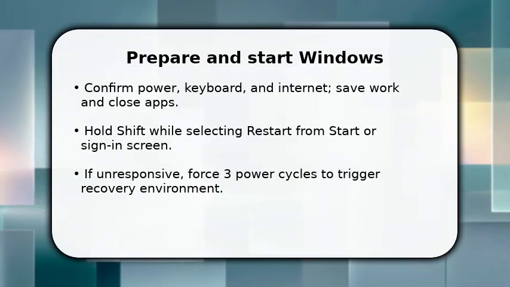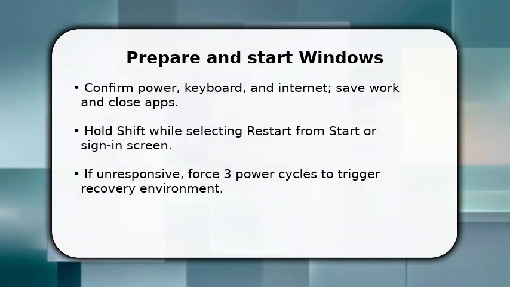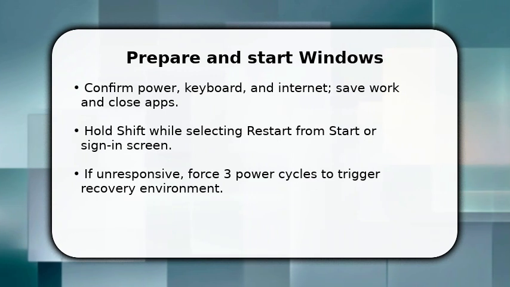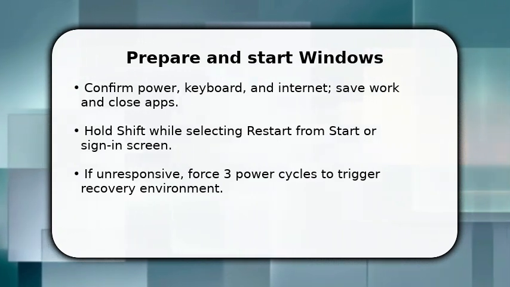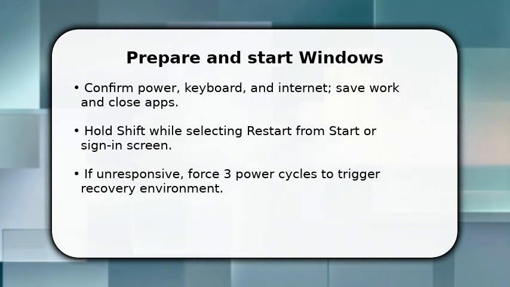You start by making sure the PC is stable. Plug in power, attach a keyboard, and close all apps so the system can reboot cleanly. Once ready, hold Shift and choose Restart from the Start menu or Sign-in screen. This forces the advanced startup options.